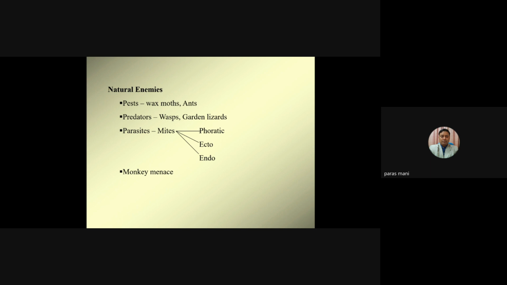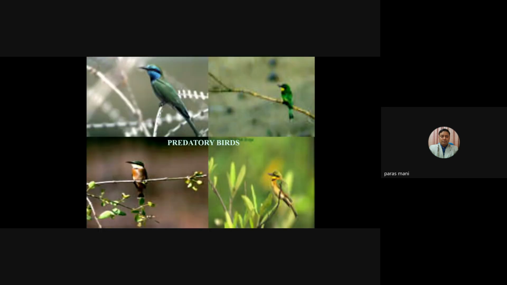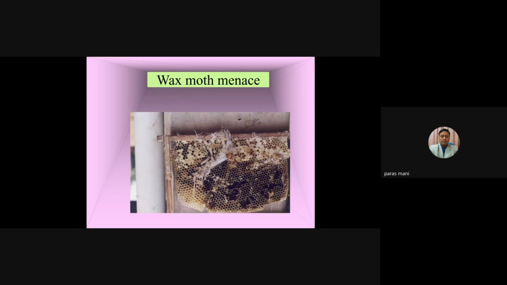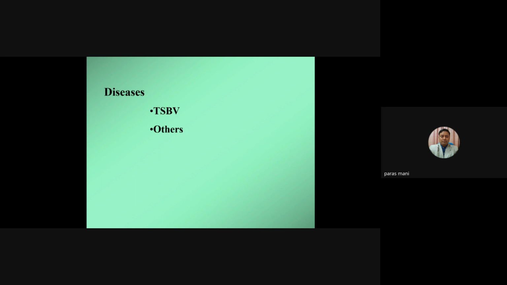Other mammals are also natural enemies. Monkey menace is one of the problems, and other wild animals may also be a problem, like the wild bear in southern India. Other birds are also predatory. And diseases include thai sac brood virus.